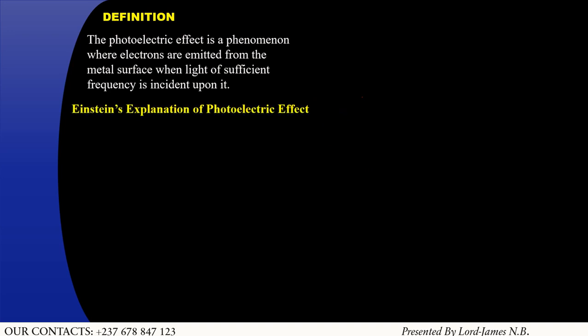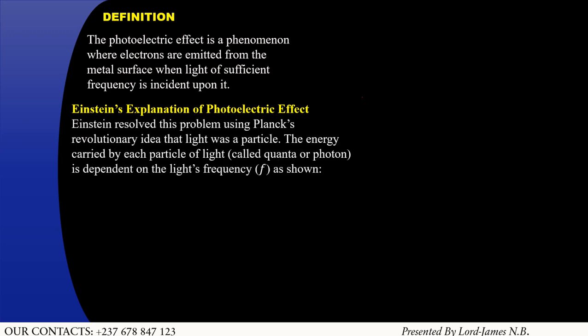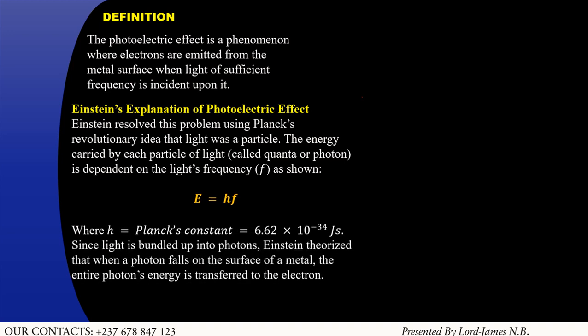Now let's see Einstein's explanation of photoelectric effect. Einstein resolved this particular problem using Planck's revolutionary idea that light was a particle. Now in wave-particle duality, we are going to see that light behaves both as a particle and as a wave. Now the energy carried by each particle of light, called the quanta or photon, is dependent on the light frequency as shown by the equation which you are going to see below, that is E = hf, where h is Planck's constant, f is the frequency of the radiation, and E is the energy. So Planck's constant has a value of 6.62 × 10^-34 joule seconds.